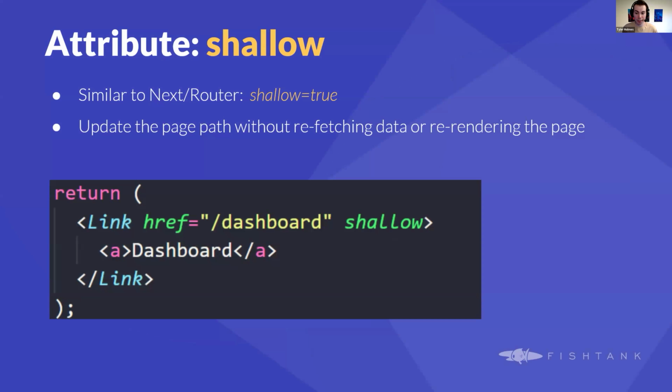Shallow is another great property. It's also available within the next router, and it's something that I use pretty much all the time when developing complex forms. It allows us to update the path of the current page without rerunning getStaticProps, getServerSideProps, or getInitialProps. So this is particularly beneficial in any cases where you want to change only part of the state or update the URL query parameters without refetching or re-rendering the entire page.